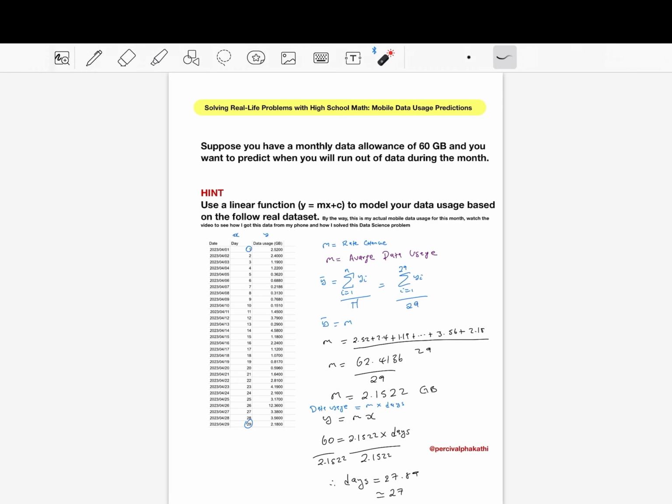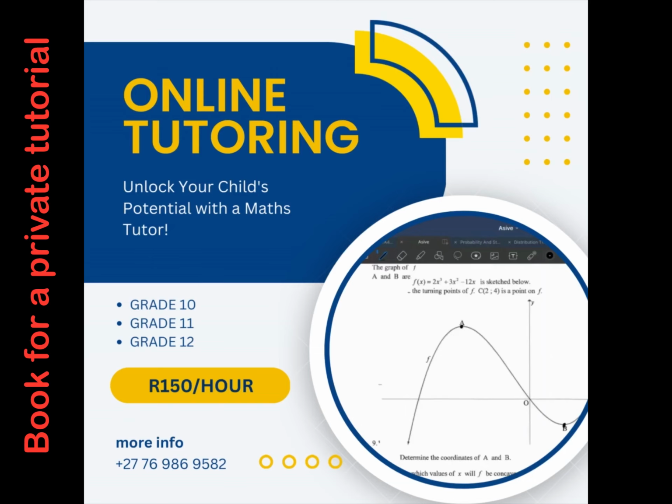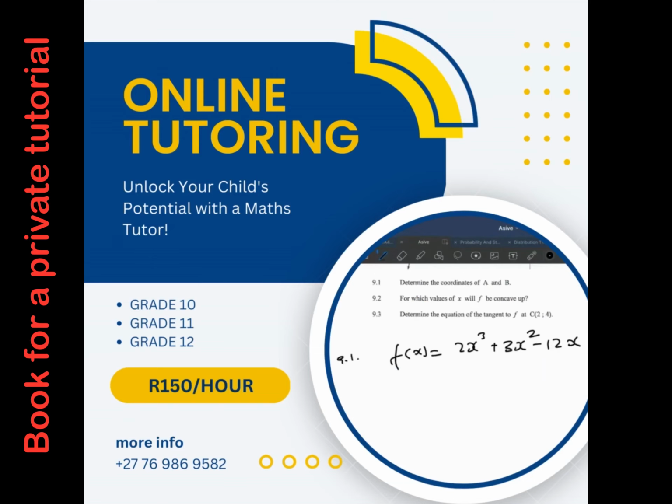Boom. Squared minus 12x. Right? So what do we do? Find the first derivative. So what is the derivative of this? Okay. It is 6x squared. Good. What is the derivative of this? Plus 6x. Good. What is the derivative of this? Minus 12, right? Minus 12.